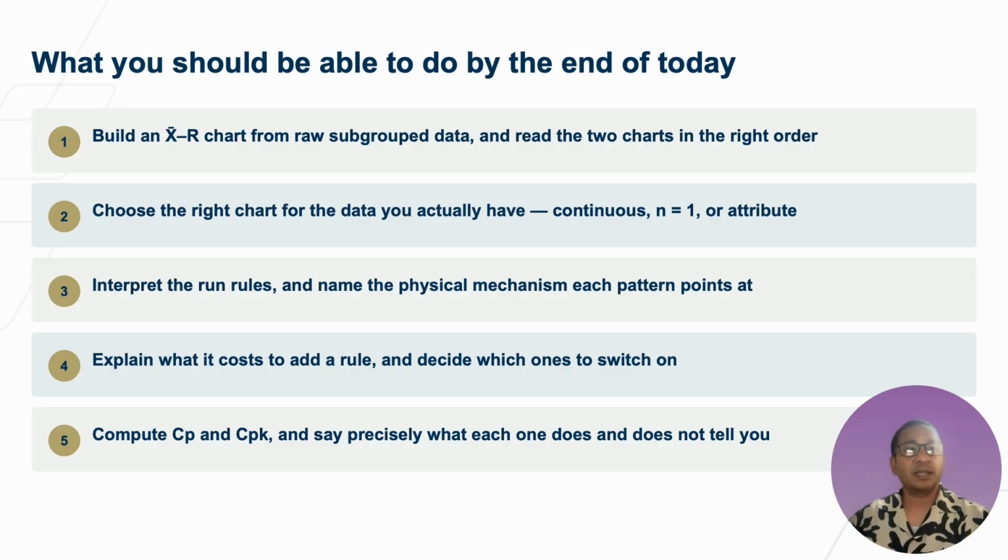Interpret the run rules and name the physical mechanisms each pattern points at. That is the part that makes you useful in the fab. Anyone can read the alarm. Knowing that a sawtooth means seasoning and an alternating pattern means two-chamber is the skill. Explain what it costs to add a rule, every rule, in sensitivity versus false alarms. And compute Cp and Cpk and say precisely what each does and does not tell you. The last clause is where the marks are.